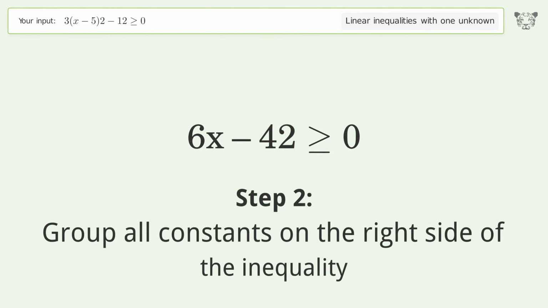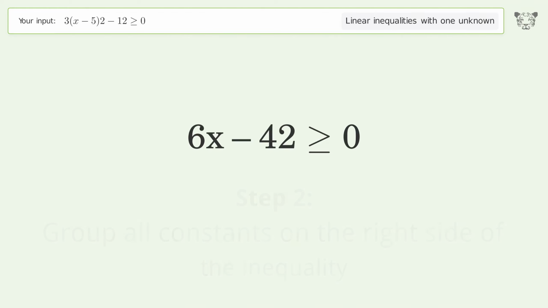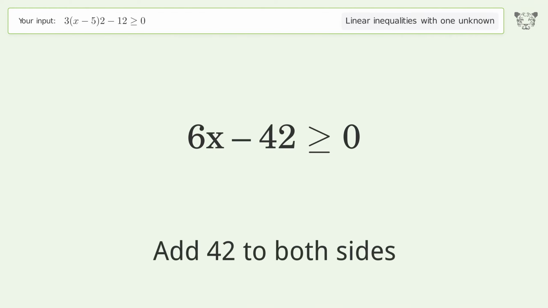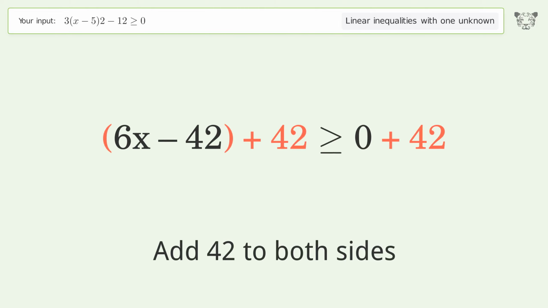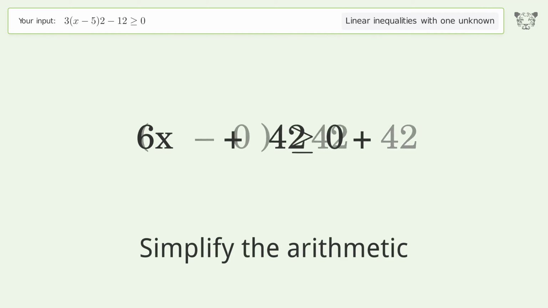Group all constants on the right side of the inequality. Add 42 to both sides. Simplify the arithmetic.